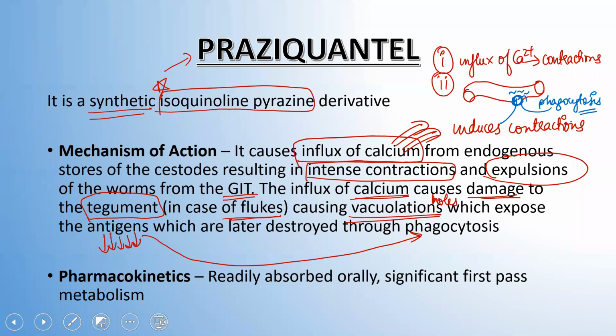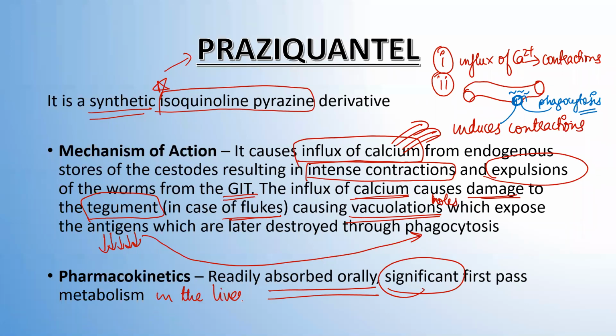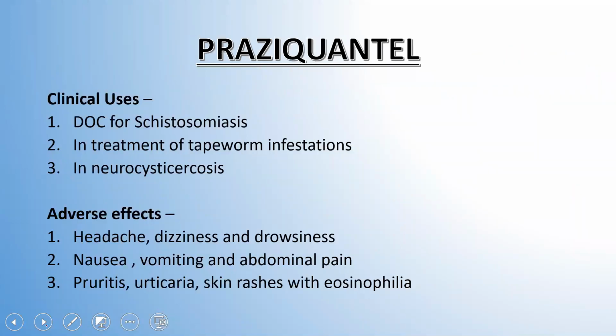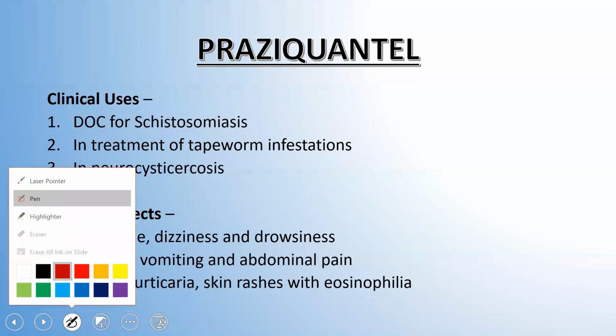The pharmacokinetics is quite simple. It is readily absorbed orally, and it has significant first pass metabolism in the liver. Moving on to the clinical uses, it is used as a drug of choice for schistosomiasis.